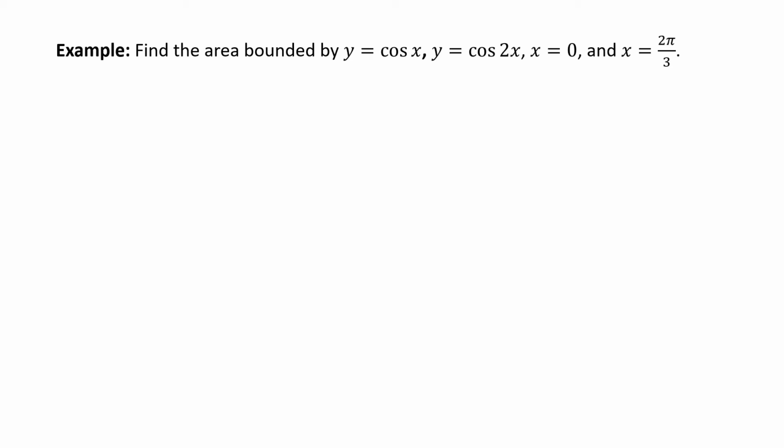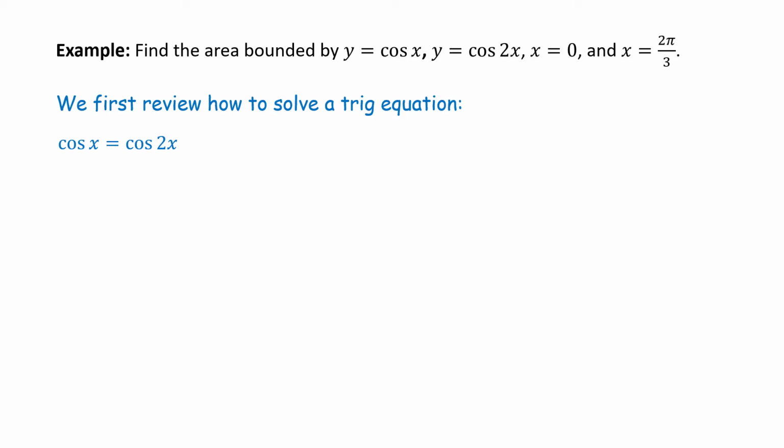This example involves finding an area bounded by trig functions. Find the area bounded by y equals cosine x, y equals cosine 2x, x equals 0, and x equals 2 pi over 3. We first begin this by having a review on how to solve a trig equation. How about cosine x equals cosine 2x? And we'll restrict that x is an element in the closed interval from 0 to 2 pi over 3.